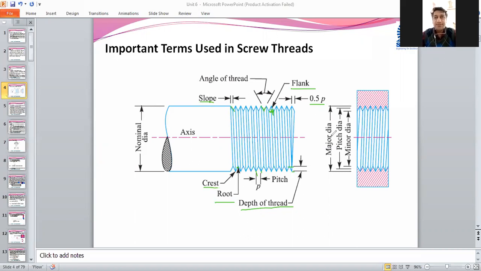All these terms are shown in this diagram, and later on one more term which is used in case of a bolt is the normal diameter of the bolt, where the threaded part is not present on the bolt. That diameter you are going to call the normal diameter of the bolt.